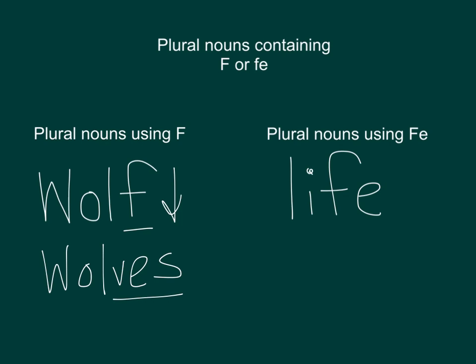If you have plural nouns using the letters FE, you're going to drop those, like in the word life, and you're going to make it lives, depending on how it's used in the sentence and the context that surrounds it. So as you see, anytime you have an F or an FE, you're going to drop that and make it a VES.